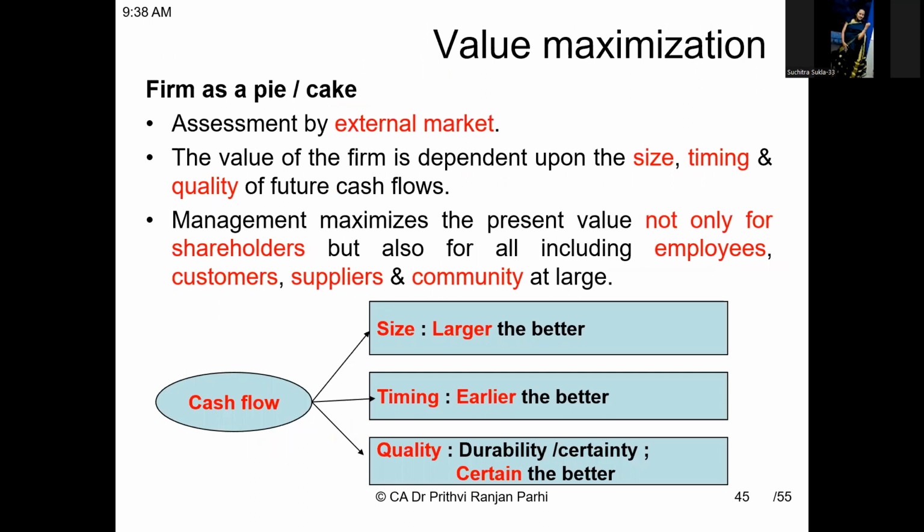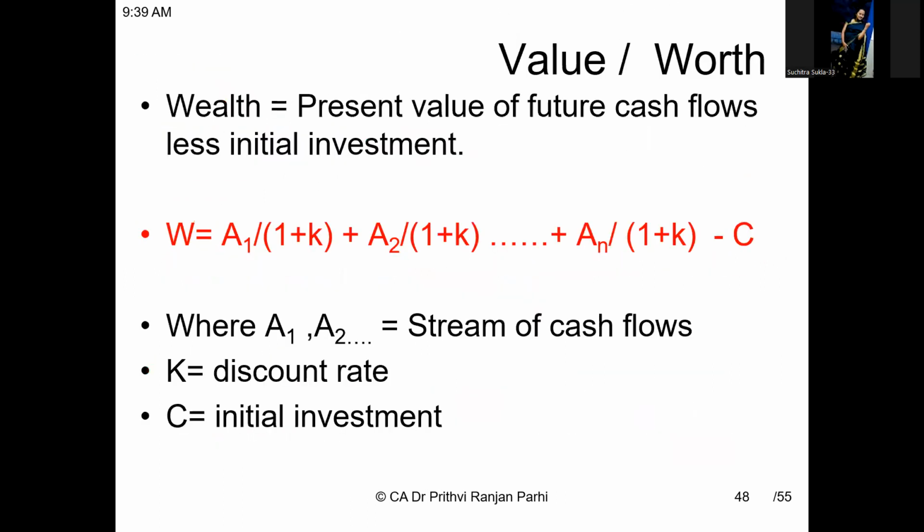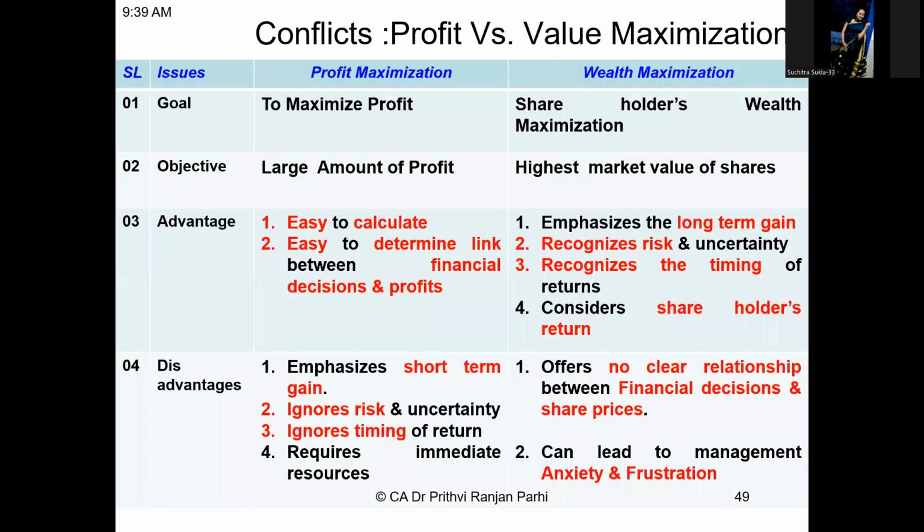And a little extension of that is value maximization. Here we are talking about the need to satisfy all the stakeholders so that in the eyes of the stakeholders, the company will have a good image. And through that, you'll be able to maximize the wealth. So there are two concepts, in fact: profit maximization and wealth maximization.